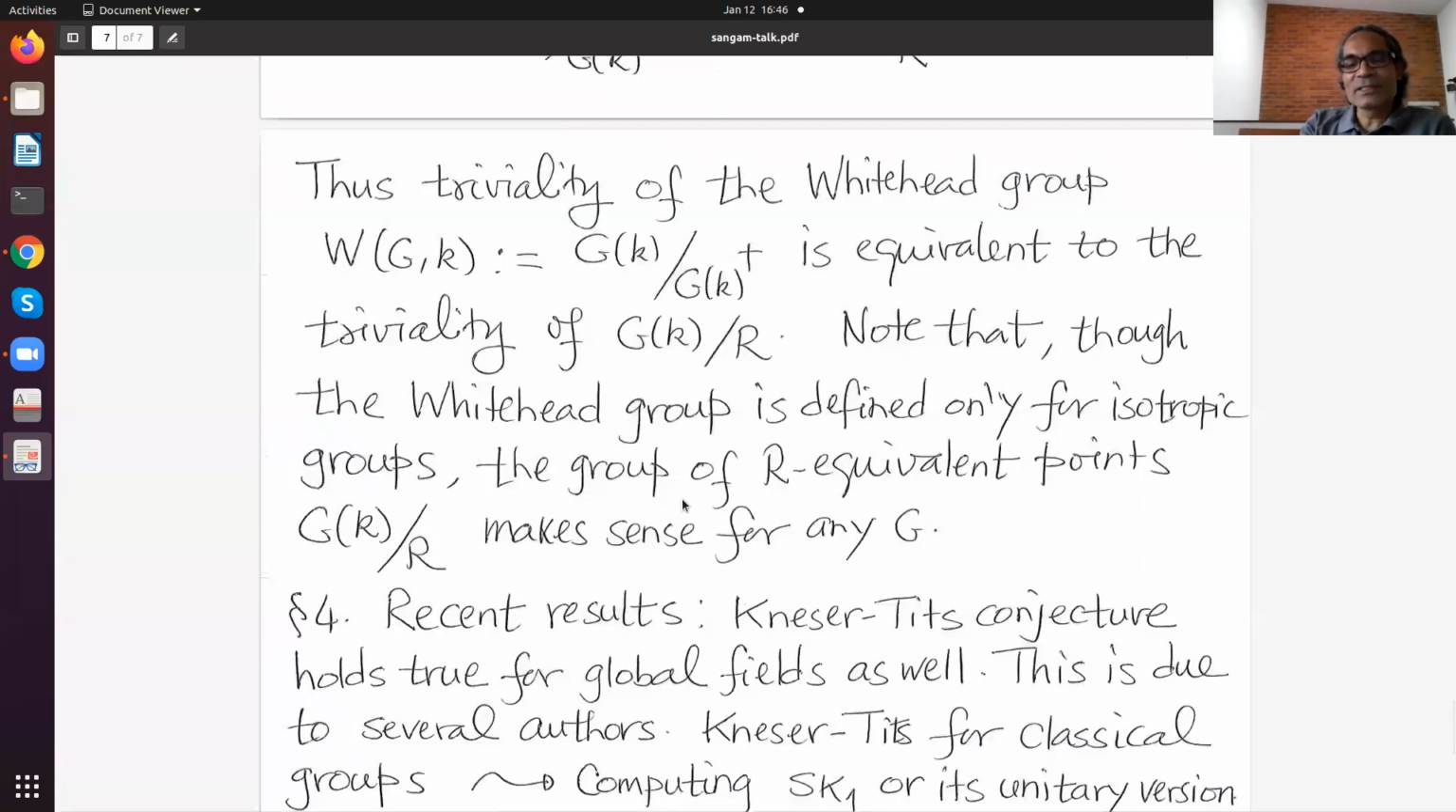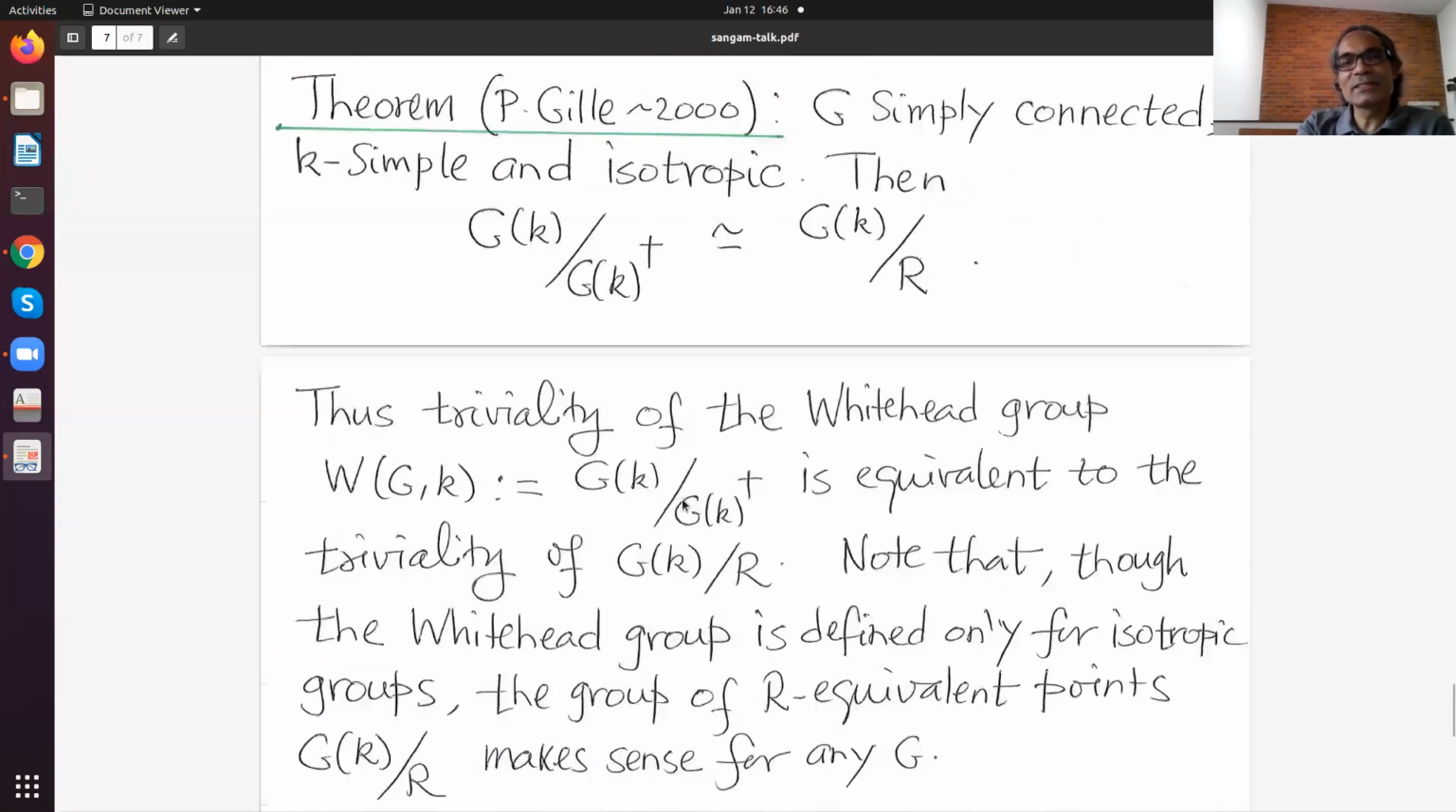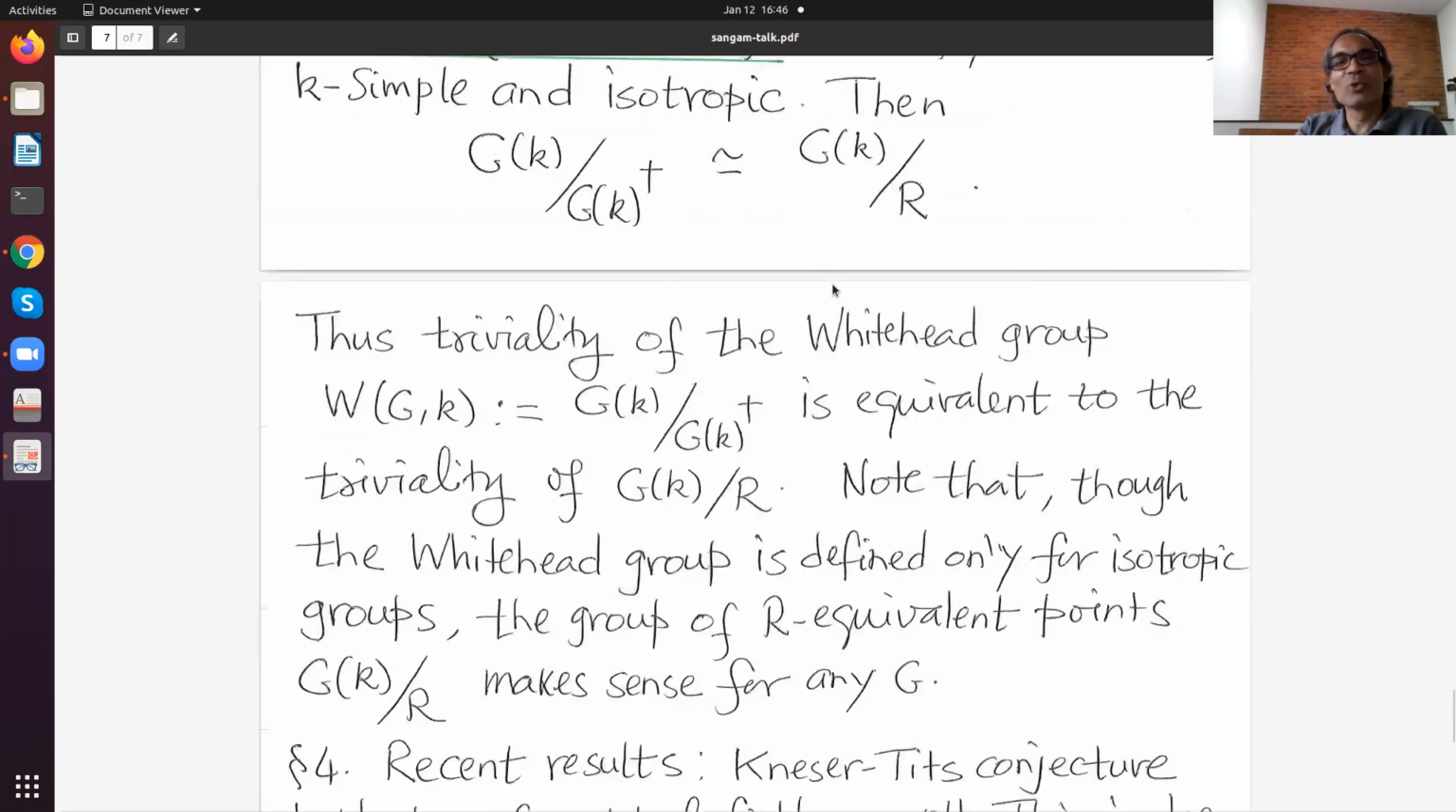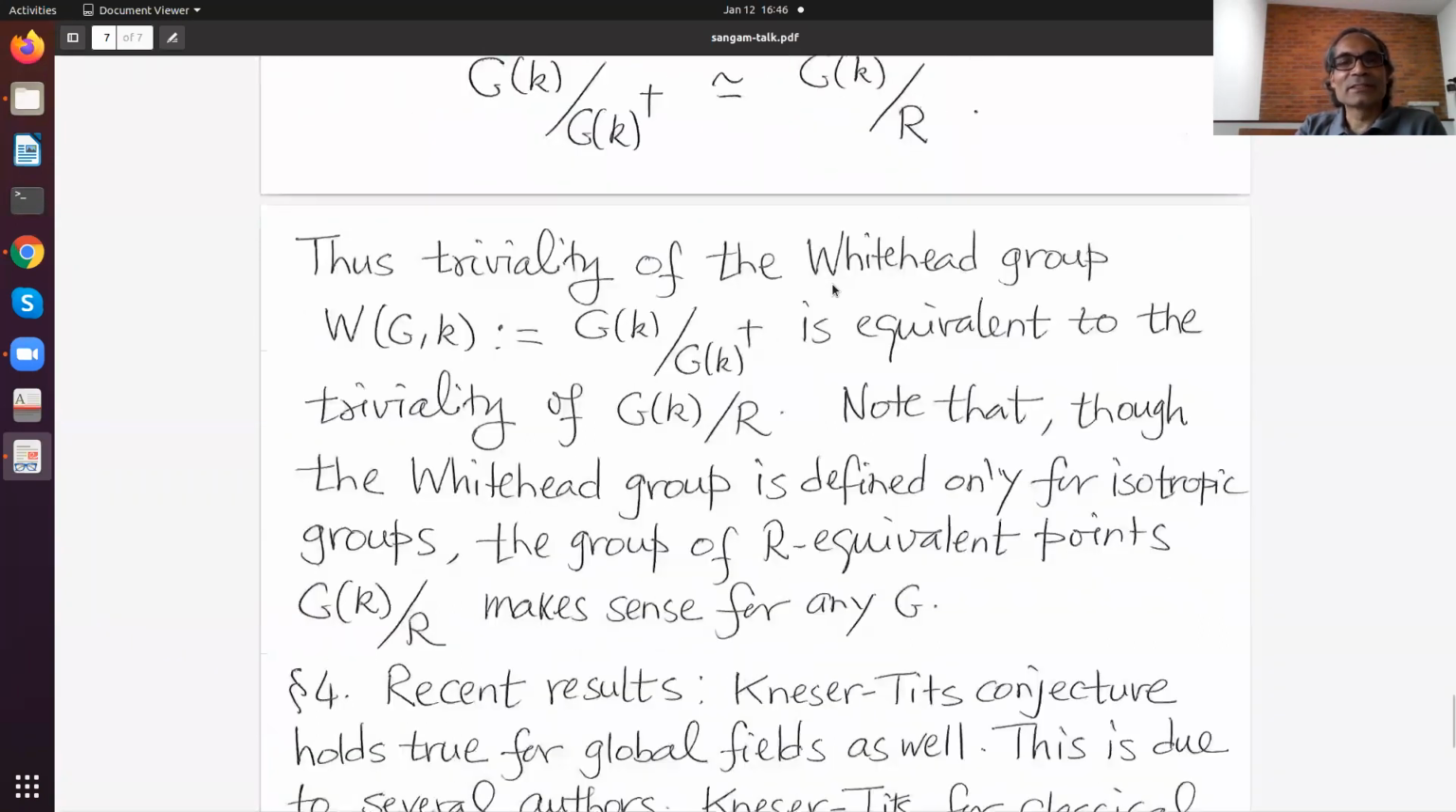So one interesting thing here is the right hand side. This makes sense for any algebraic group. However, to make sense of this quotient, we need unipotents in the group. So this quotient is more general. There are conjectures on this quotient, and one can work on those. Still, one expects this group, for example, to be always abelian. This is not proved till now. All the examples one knows turn out to be abelian, but it's an open problem.